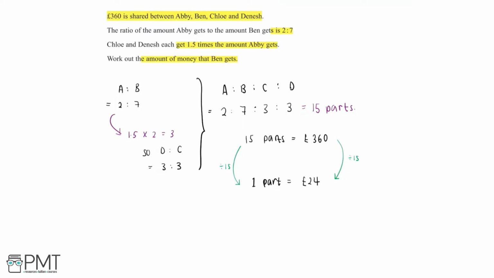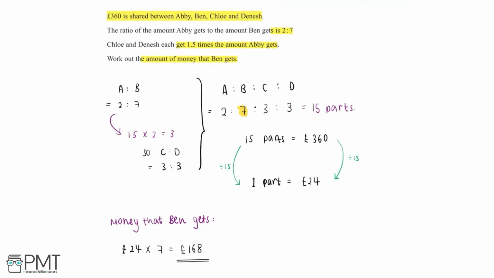Now we need to find out the amount of money that Ben gets. Well, looking at the ratio, we can see that Ben gets 7 parts. If 1 part is worth £24 and Ben gets 7 parts, we can say that Ben gets 24 multiplied by 7, which is equal to £168. And so we've found out that Ben gets £168.